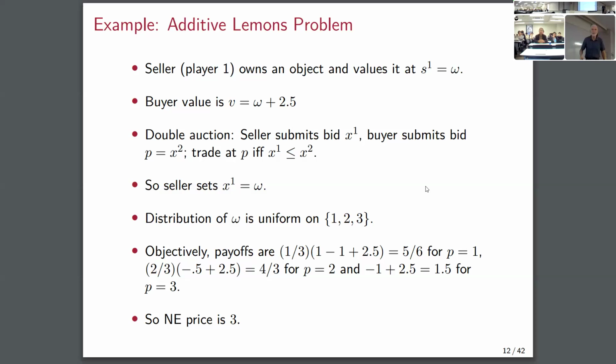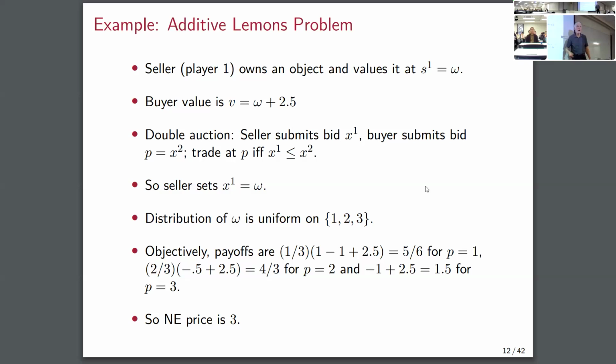What are the objective payoffs to each possible bid? If the buyer bids one, they only get the good when the seller bids one. I misspoke earlier. That happens one third of the time. When they get the good, it is worth one to the seller plus 2.5 to them, and they're paying one. So they have one third of 2.5, which is 5/6.